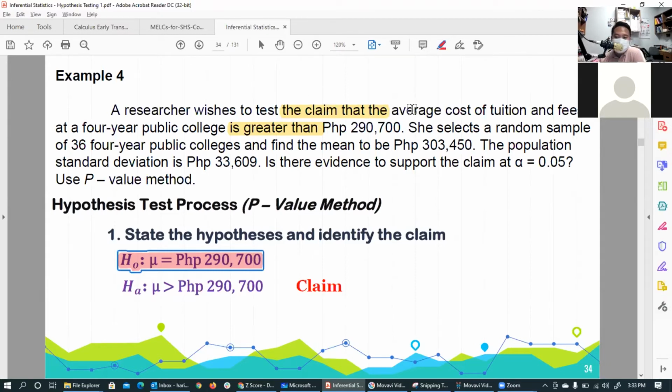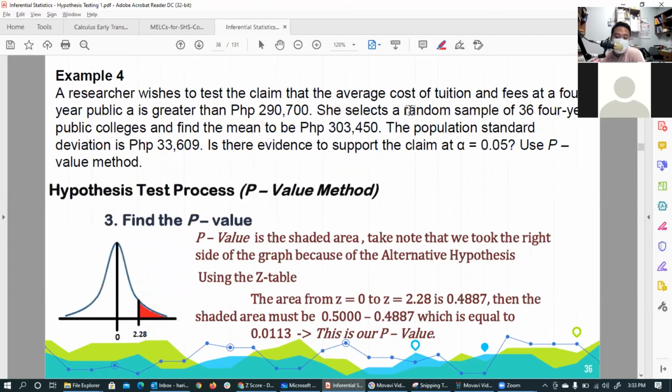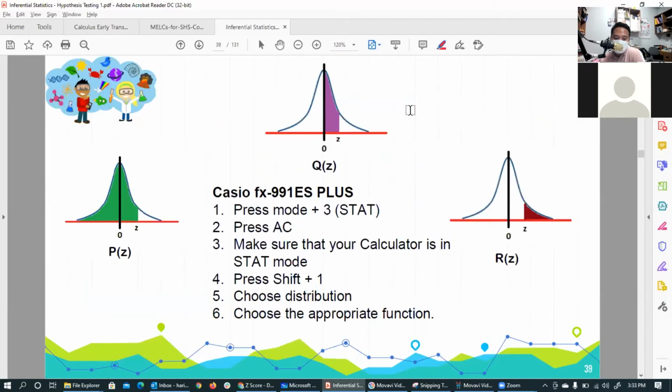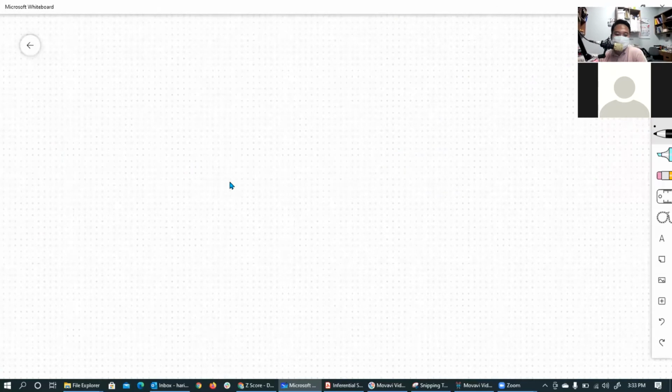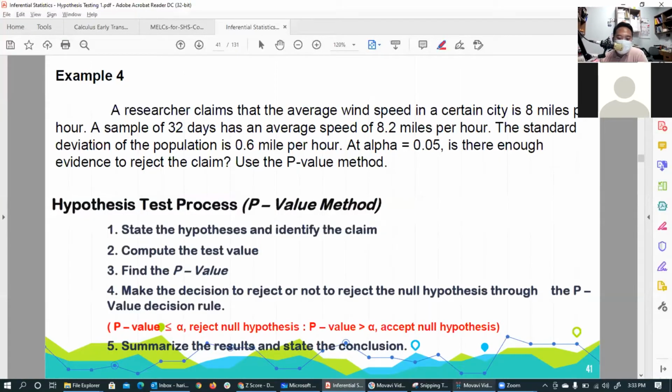Any questions? None? Okay, let's proceed to item number 2 or the next example. Let me take a screenshot of this.